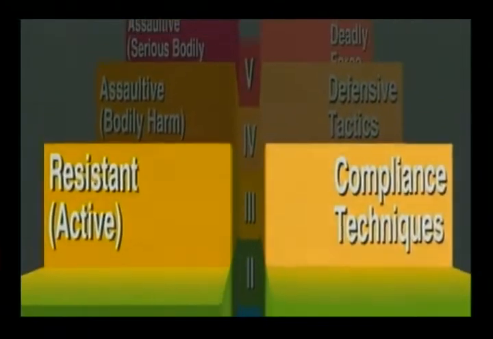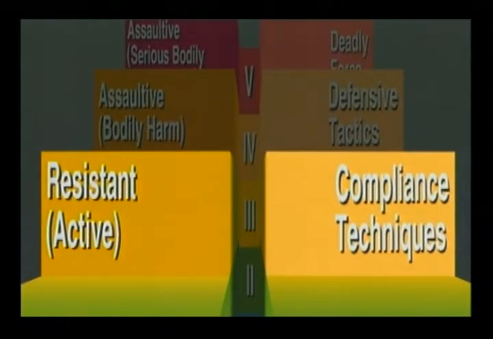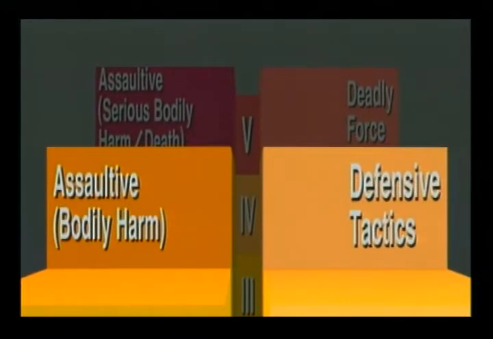Moving up the model to the yellow tier signals the need for increased officer awareness due to a recognized threat of active resistance. At this point, there's been no assault on the officer. Therefore, the use of control techniques only should be employed to handle the situation. The orange tier defines an officer's perception of imminent bodily harm to himself or to others based on an assaultive posture or hostile resistance by the subject. This level calls for self-defense techniques, along with threat elimination strategies.